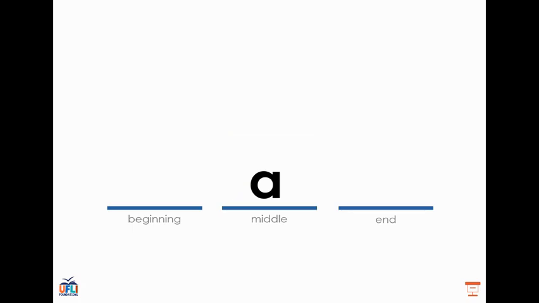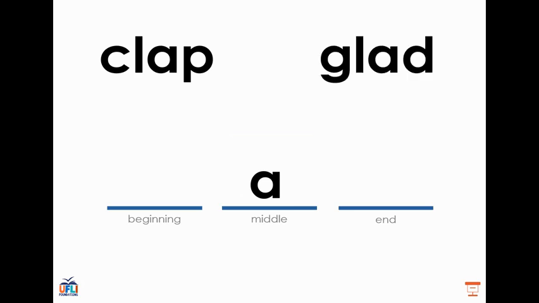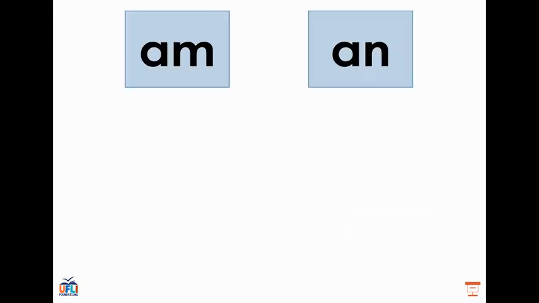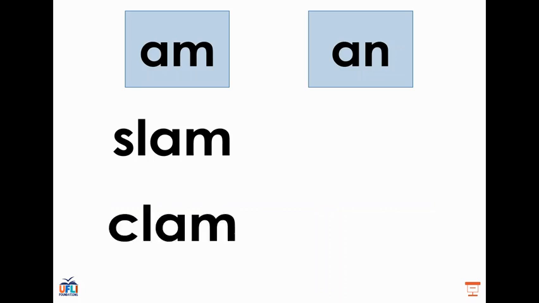The short vowel A spells a like in the beginning of the word apple. A can come in the middle of a word, like in clap and glad, or at the beginning of a word, like in the word ask and as. When A comes before the consonants M and N, the sound changes, like in the word slam. It becomes a little whiny. Clam and land.